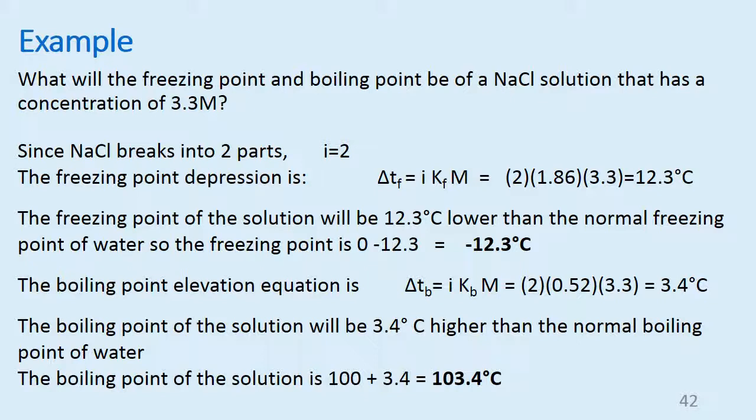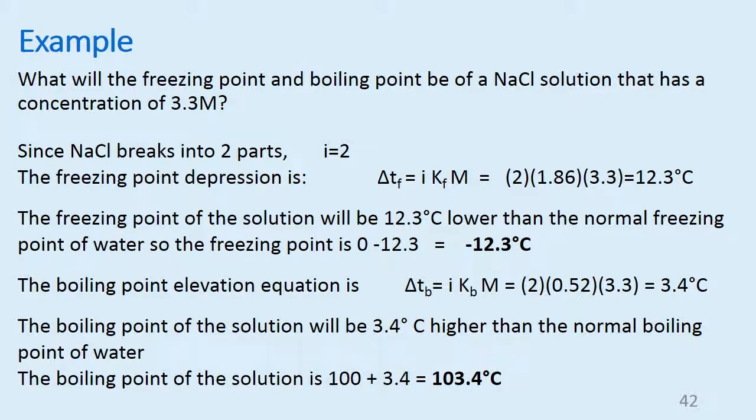So then, for the freezing point depression, Kf is 1.86, little i is 2, the molarity is given to us, it's 3.3, and so that means the freezing point depression will be 12.3 degrees. Now that's not the freezing point, that's how much the freezing point will be lowered from normal freezing, which of course is 0.